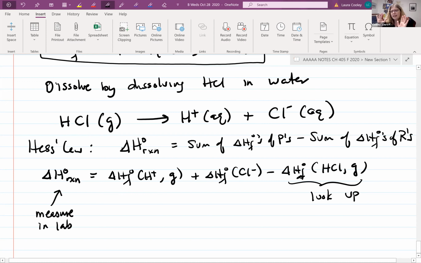Let's say I didn't know anything about ions and they hadn't figured out how to handle ions yet. They're just figuring it out right here, right now, today. So what I could do is take this delta H of reaction and add this, so move this to the other side of the equation.